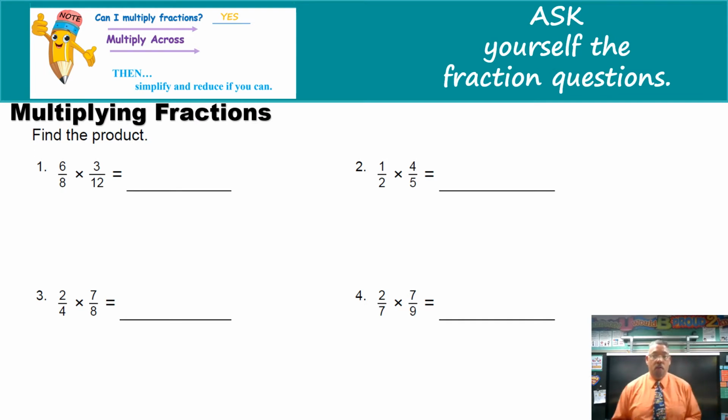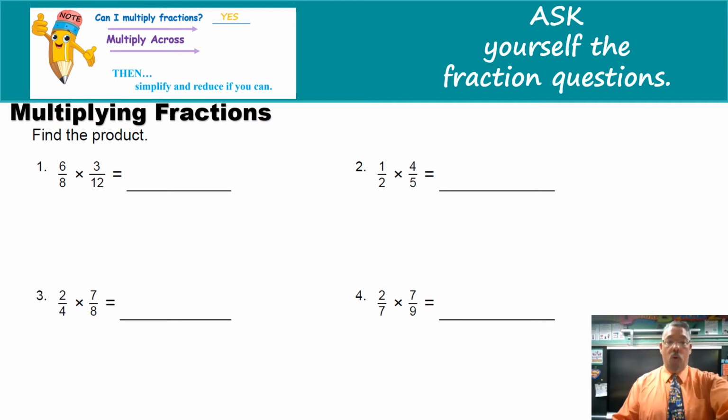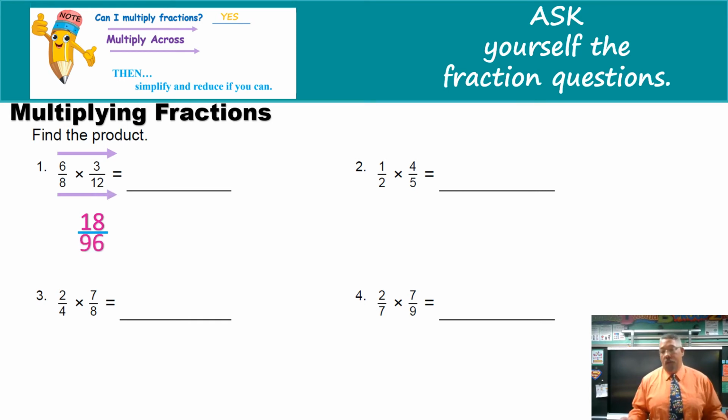Let's get into the practice problems. So on question one, I have multiplication of fractions. And once again, I know I can multiply fractions, so I'm simply going to do the math. I'm going to multiply across. So multiplying across tells me to multiply my numerators. I have 6 times 3, which is 18. Then I have to multiply my denominators. 8 times 12. Well, I don't expect you to know off the top of your head that's 96, but if you pick up your calculator, you can do 8 times 12 and get 96. They're both even, right?